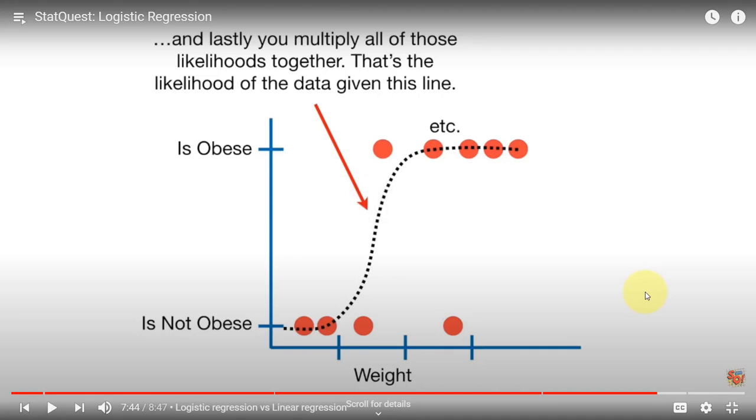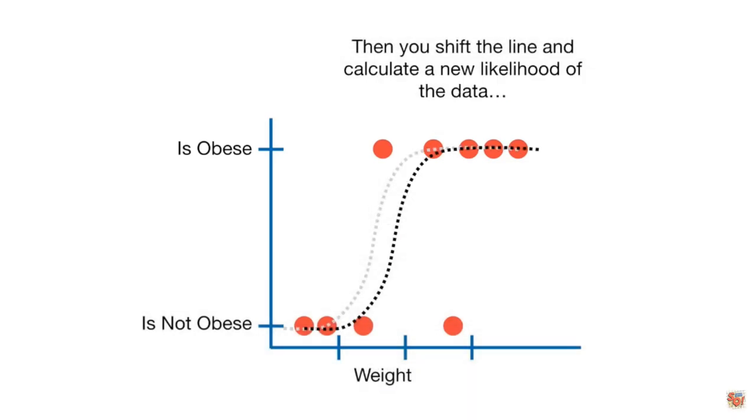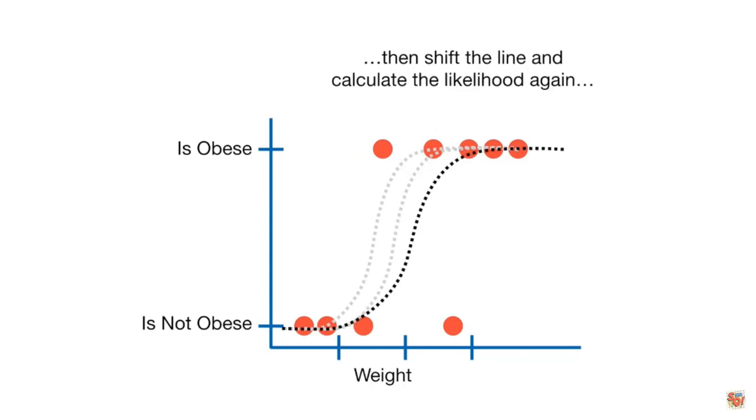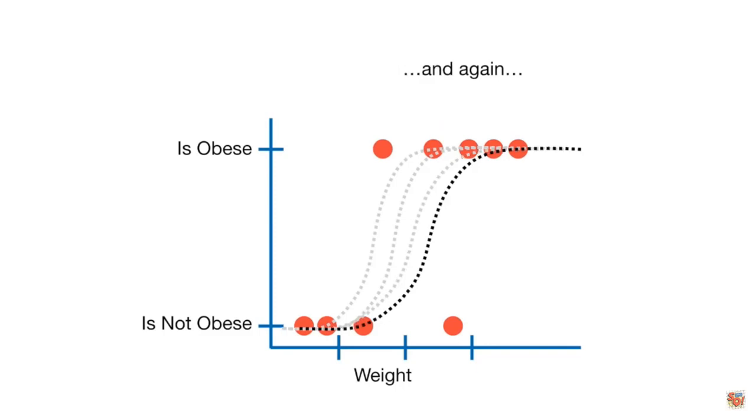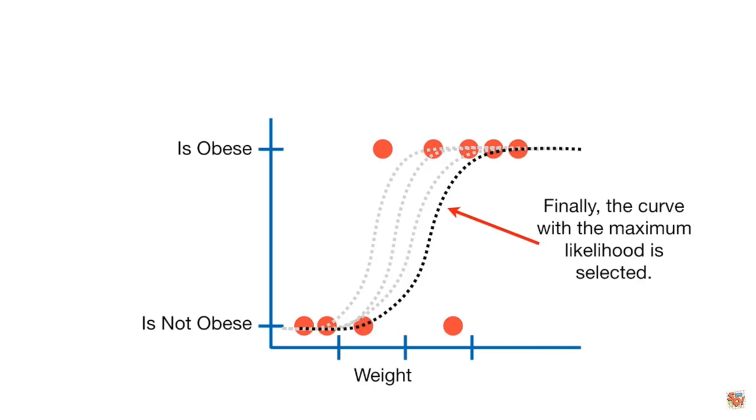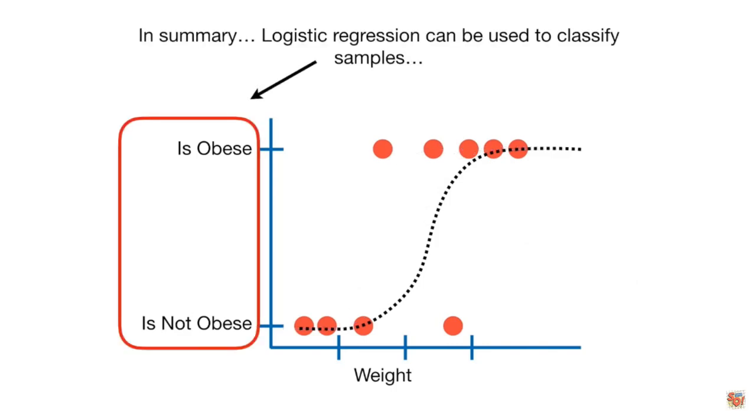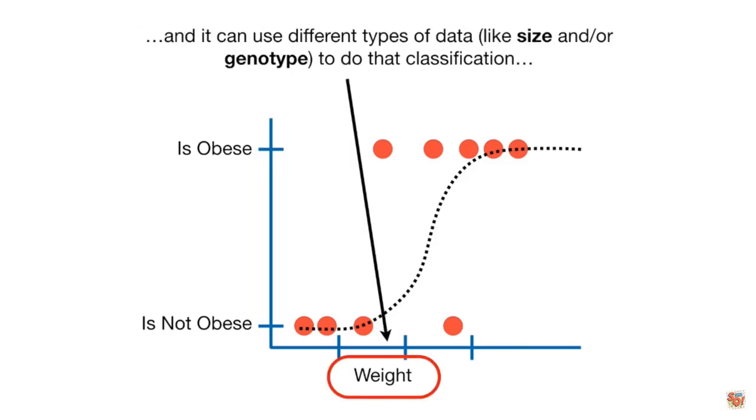So I simplified the concept of likelihood just a little bit, but it doesn't matter. It's basically what I said. Then you shift the line and calculate a new likelihood of the data. And then shift the line and calculate the likelihood again. And again. Finally, the curve with the maximum value for the likelihood is selected. Bam!